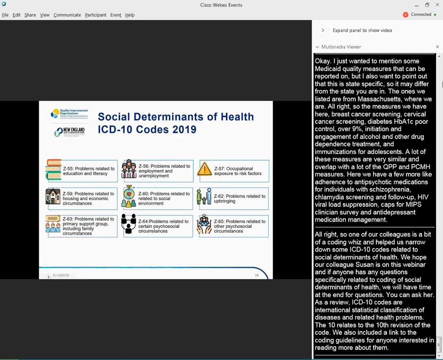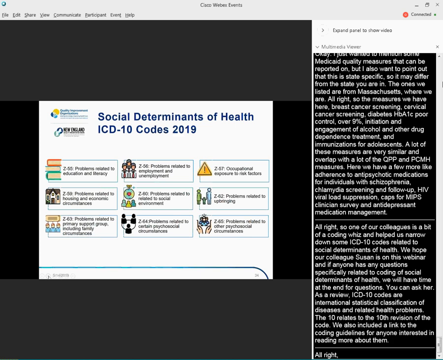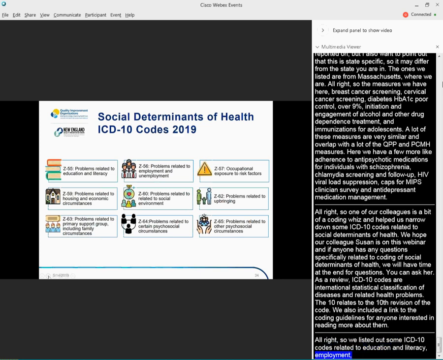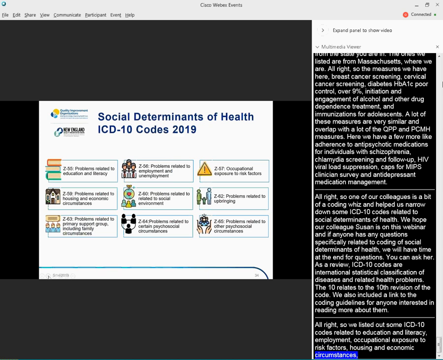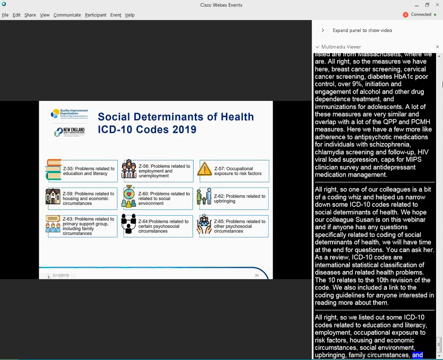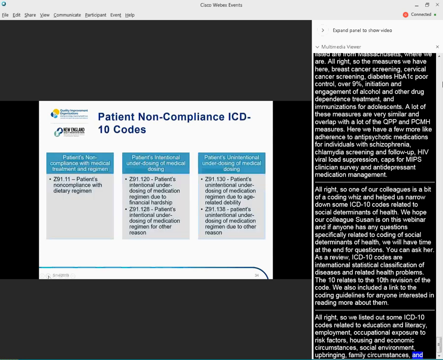All right, so we've listed out some ICD-10 codes related to education and literacy, employment, occupational exposure to risk factors, housing and economic circumstances, social environment, upbringing, family circumstances, and psychosocial circumstances. So these codes are a good way to identify patients for population health needs, for food insecurity, lack of housing, trauma-informed care, or any other social needs.